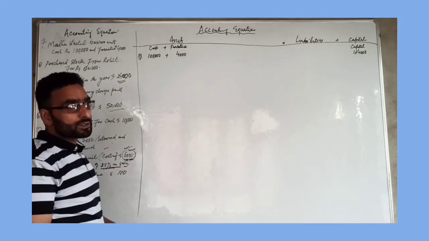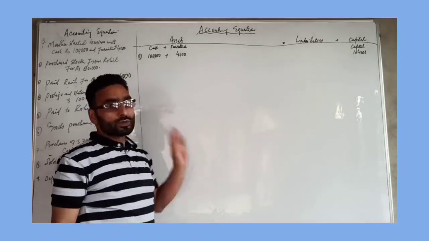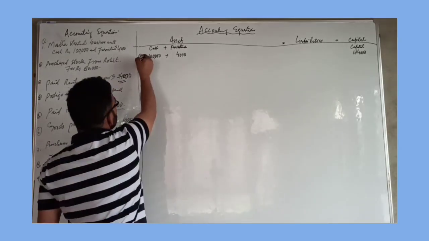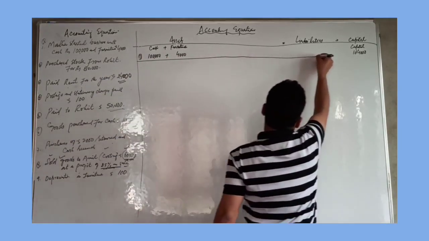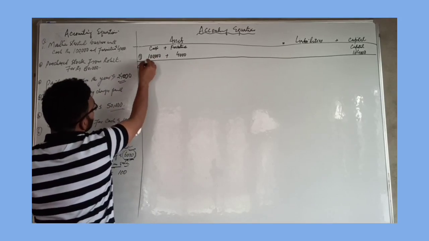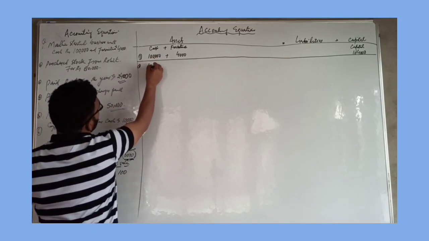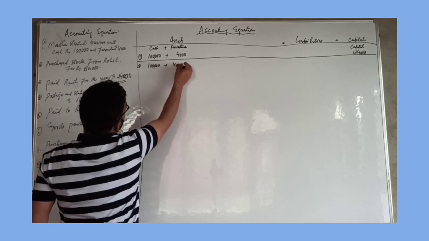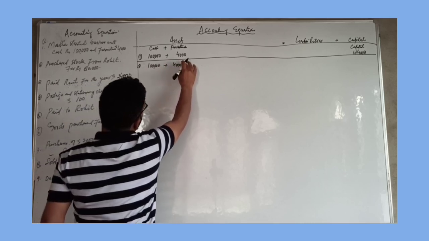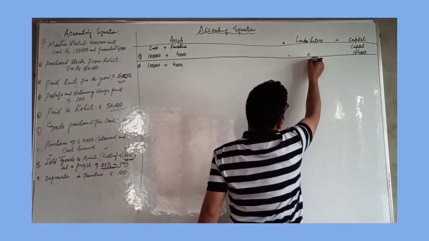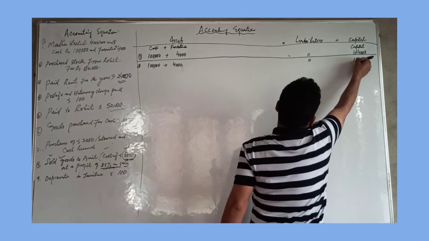Businessman has started business with two things. Both the things are included in the capital. Now the second point is here. The balance for the first point is cash 1 lakh, furniture 4,000, liabilities nil, capital 1 lakh 4,000.